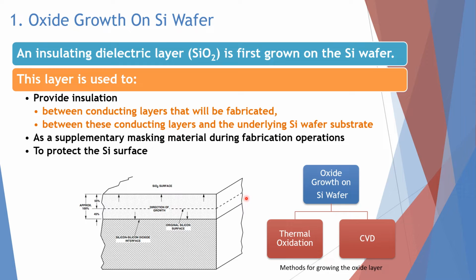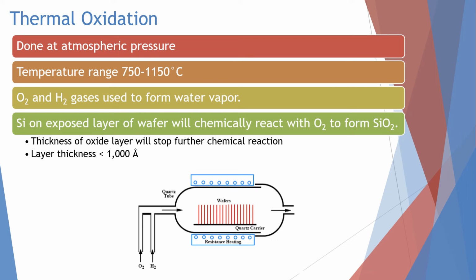There are two methods to provide the oxide growth on the Si wafer: thermal oxidation and also CVD. We're going to look into these two processes. The first one that we are going to look into is thermal oxidation. So how is thermal oxidation performed?